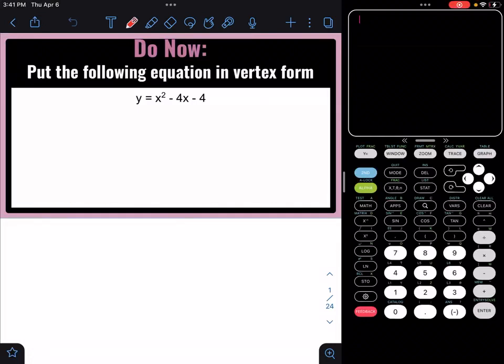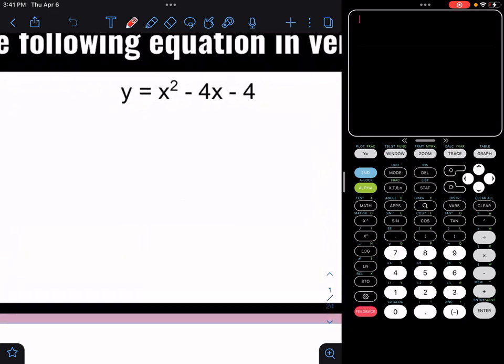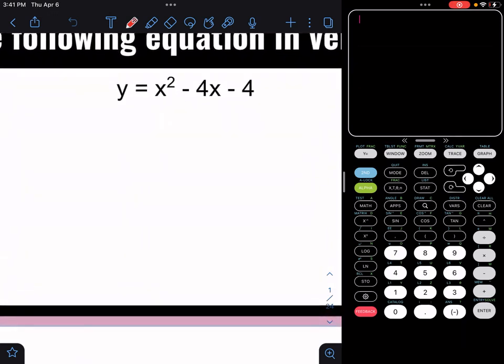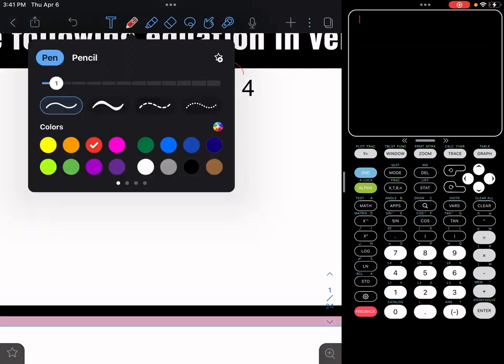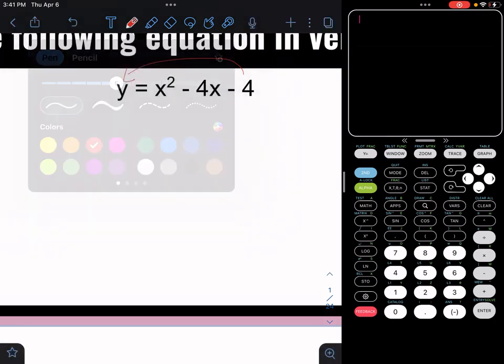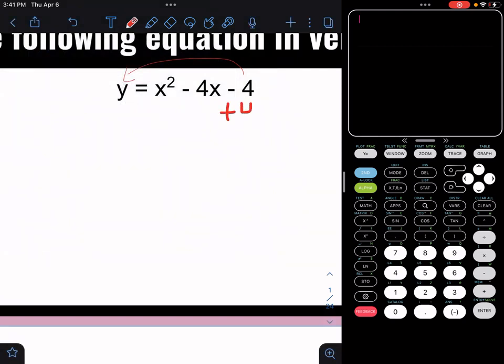Alrighty, we are going to start the next lesson in our quadratics unit, which is going to be on completing the square. So first, let's just remember how we put an equation in vertex form. If this is currently in standard form, and now I'm going to put it into vertex form, in order to do this, I'm going to take this -4 and bring it to the other side. The opposite of minusing 4 is to add 4.